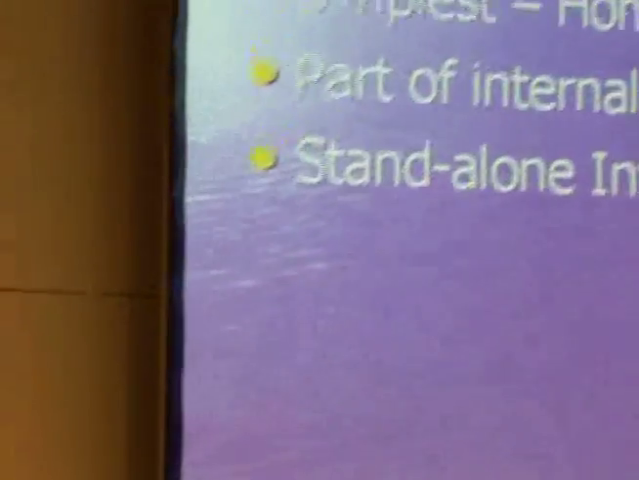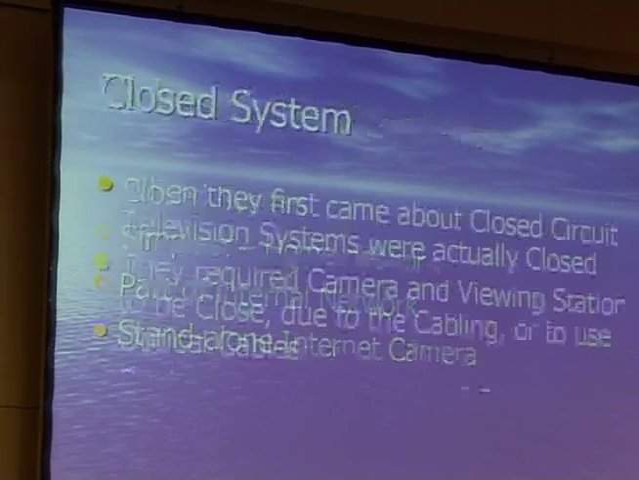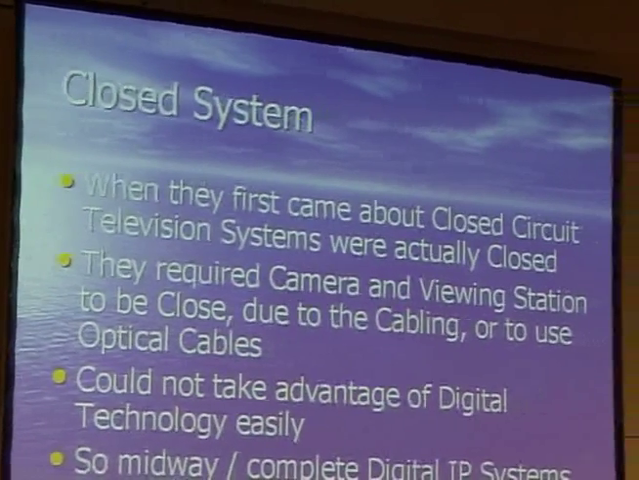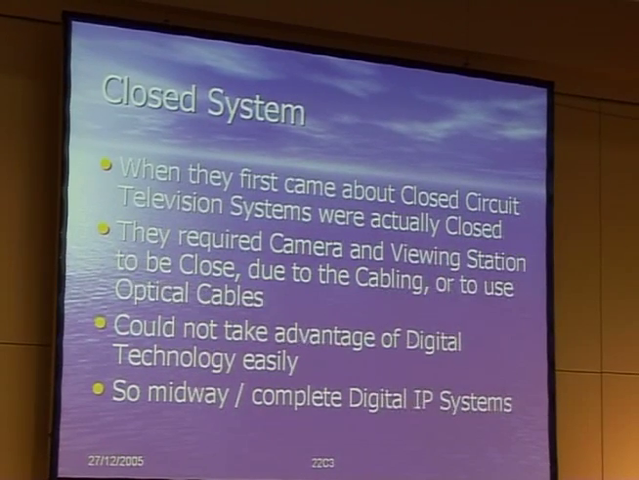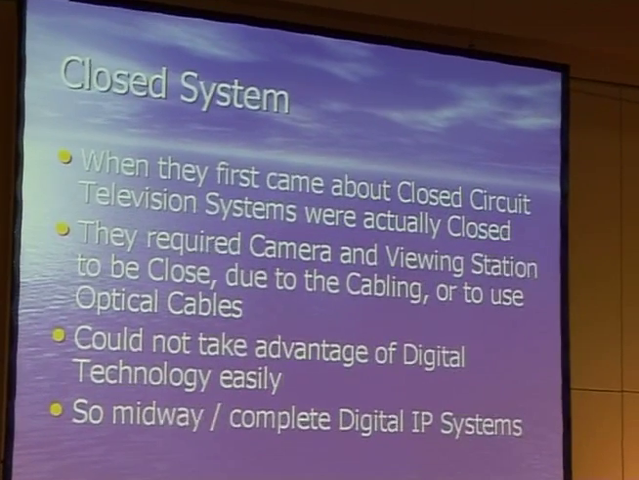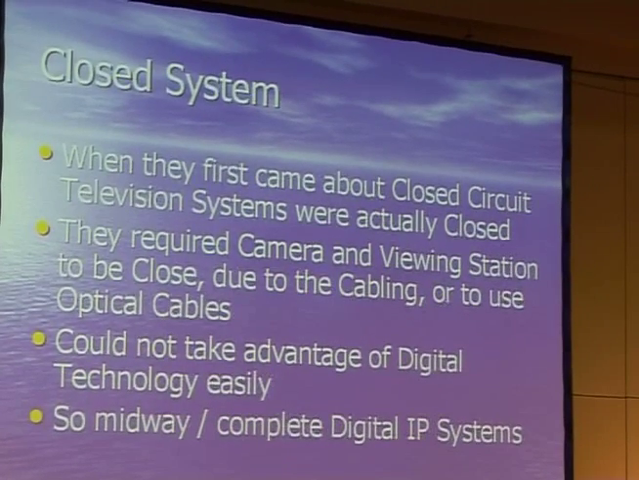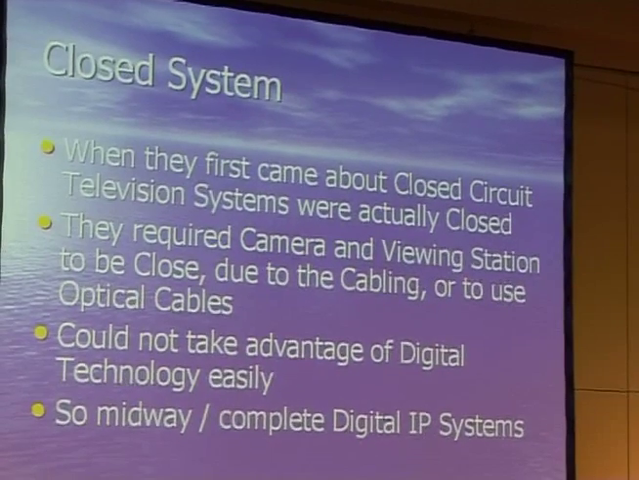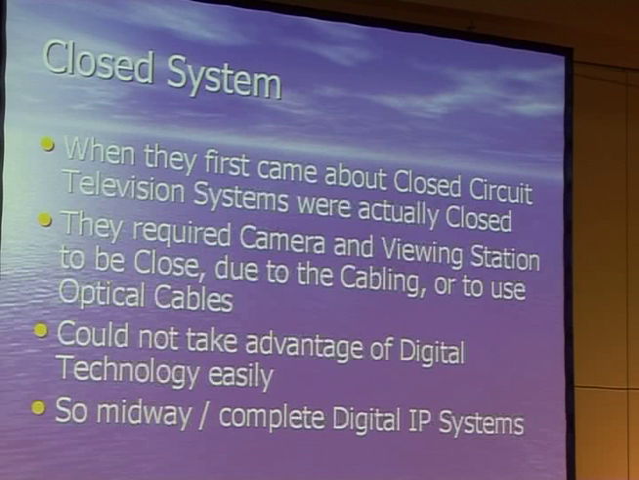Yeah. And IP-based CCTV systems, they're completely closed. Simplest is a home network, part of an internal network, standalone internet camera. As I said earlier on, when they first came out, closed circuit television was actually closed. They required the camera and viewing station to be very, very close to each other due to the cabling, and if they weren't that close, they had to use optical cables. That's just the technology that was around then. This is what I've seen in the UK. They couldn't take advantage of digital technology very easily, so the midway was a complete digital IP system. I'll cover that again in a bit more detail.